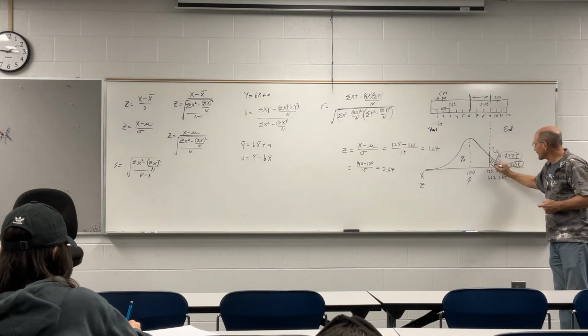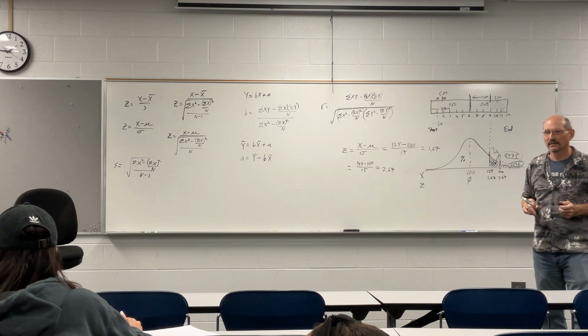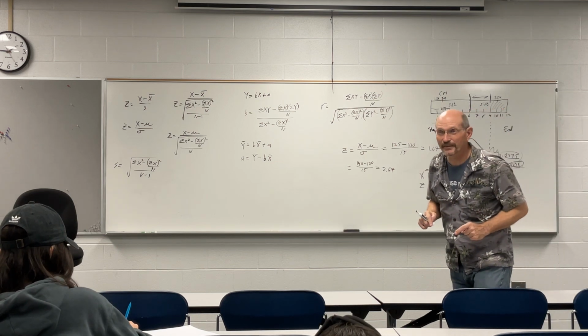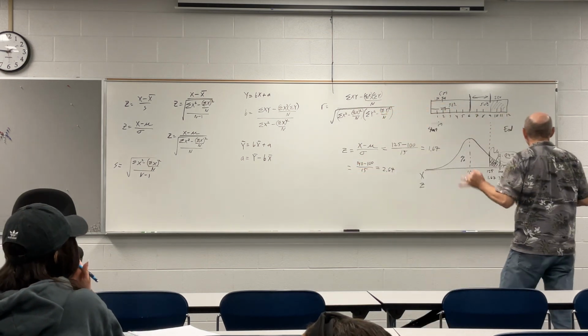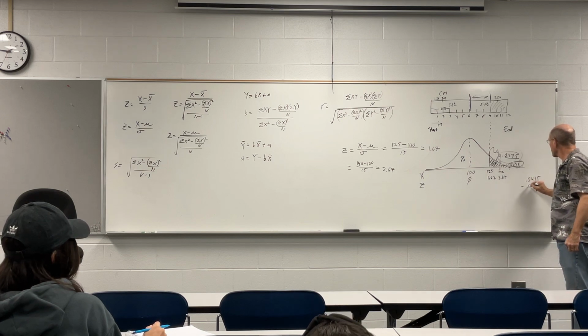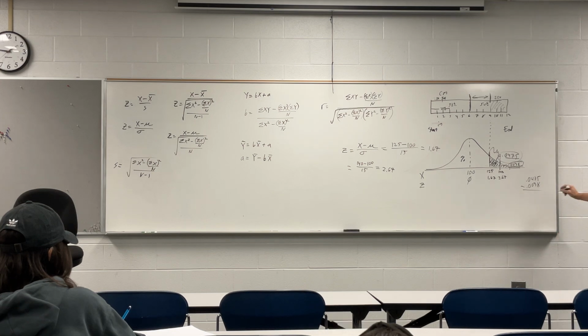How do I get this area that I've double hashed? Subtract the smaller one from the larger one. As always, subtract the smallest from the largest: 0.475 minus 0.0038.